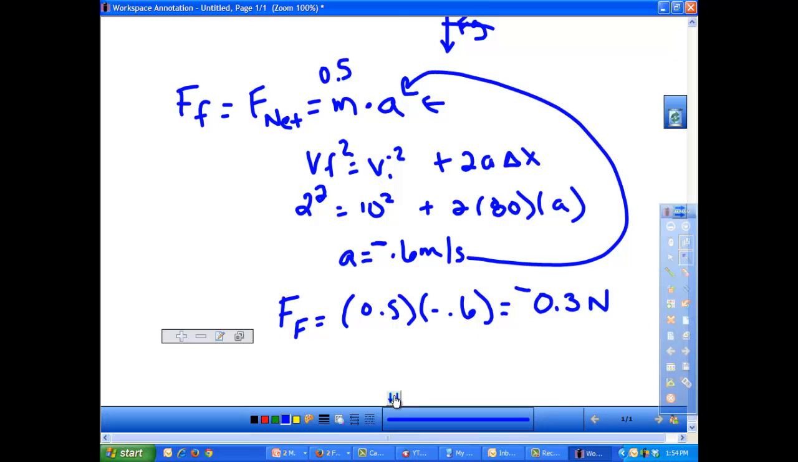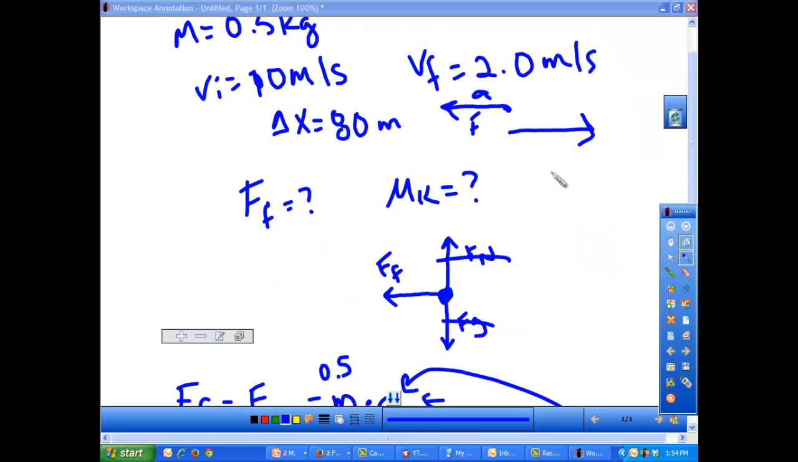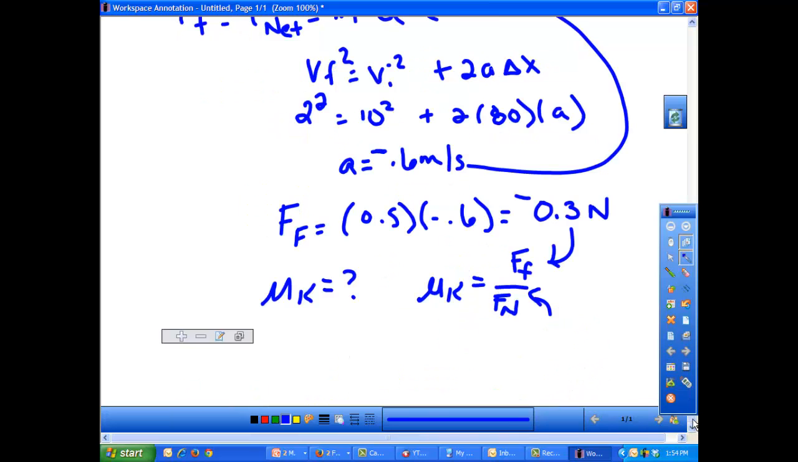Alright, now they want to know what is the coefficient of kinetic friction between the puck and the ground. So we have the kinetic friction ratio: the force of friction over the normal force. So we have this part. We just need to figure out our normal force. Now remember what I said, that the normal is equal and opposite. So the force of gravity is m times g, which is 0.5 times 10, which is 5. So the coefficient of kinetic friction ends up being 0.3 divided by 5.